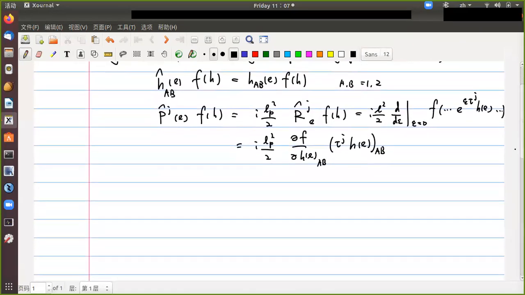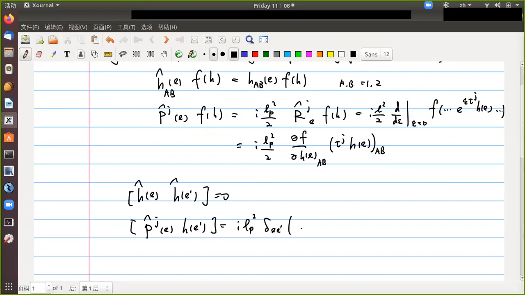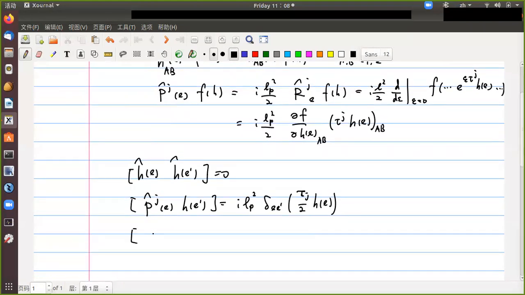And there was a homework last time asking you to check the commutation relations between those operators: the commutator of holonomies is 0, the commutator of P_j^e and h_e' is i l_P squared times the corresponding expression with tau_j, and the commutator of P_j^e and P_k^e' equals minus i l_P squared epsilon_jkl P_l.